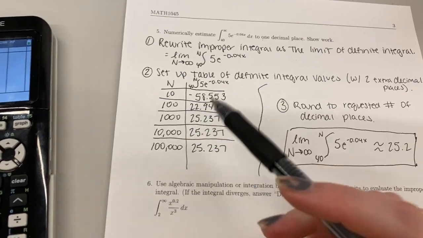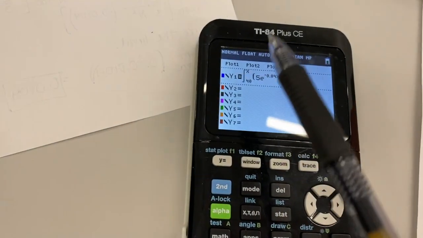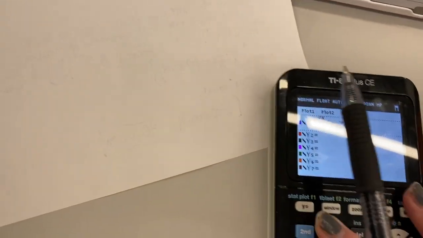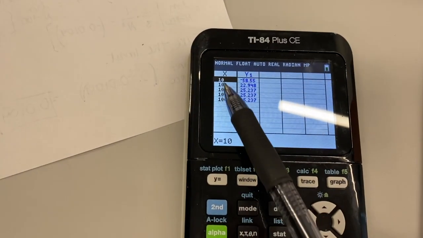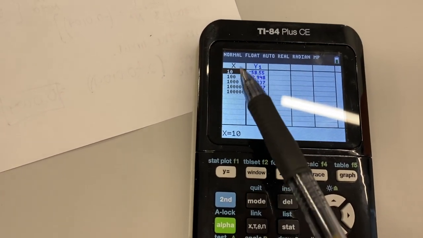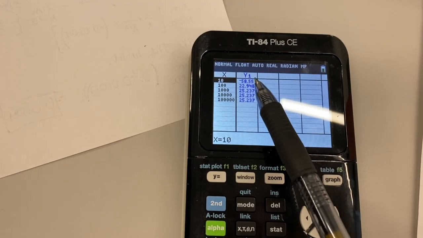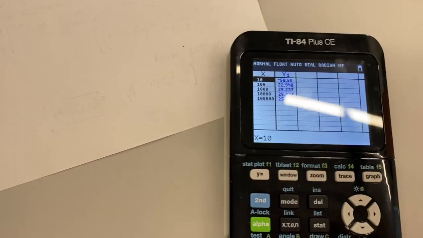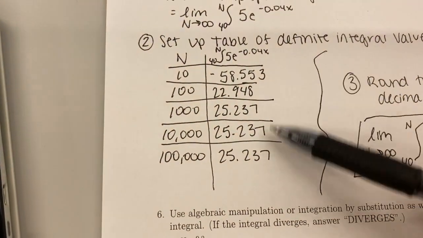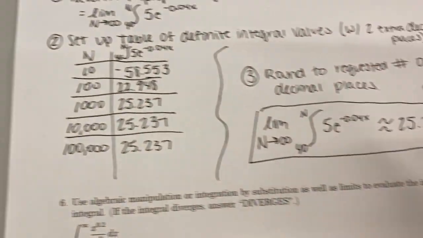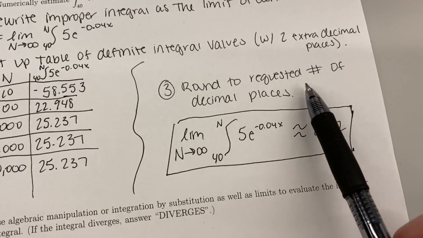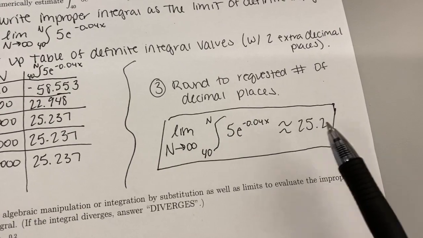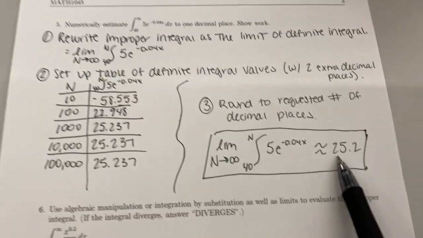So basically what you're going to do is you're going to put it in your calculator into the y equals. You're going to go 40 to x and then second graph. And then you're just going to put in multiples of 10 until you get 3 of the same number. So that's what I did here. I copied the values in. Step number 3, you're just going to round it to the requested number of decimal places, which ended up being 25.2.